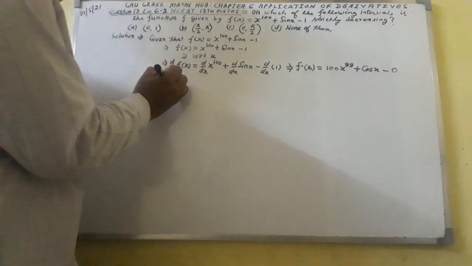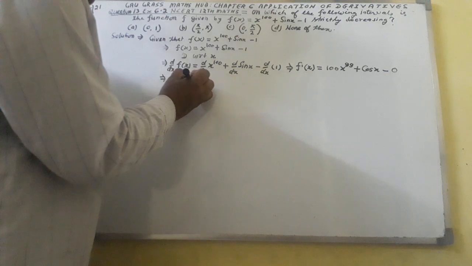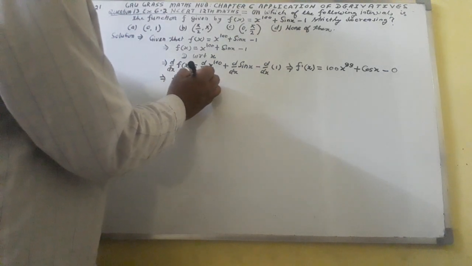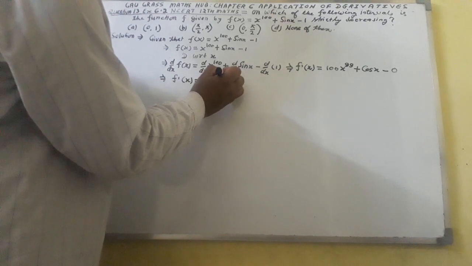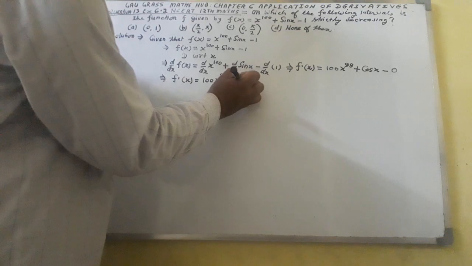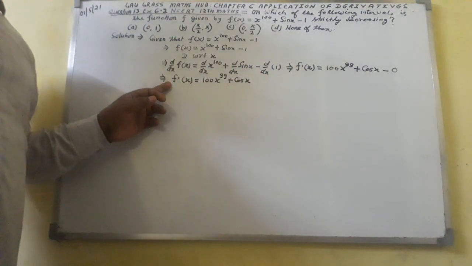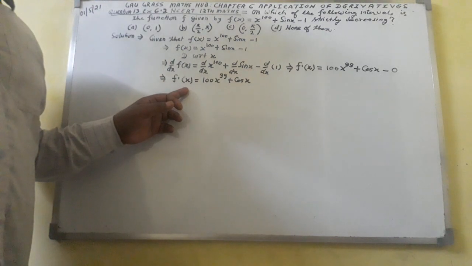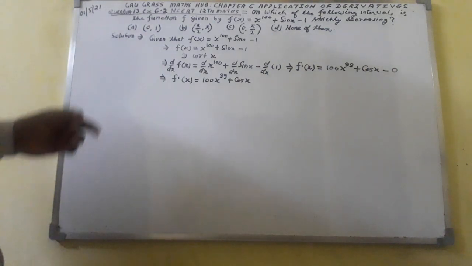So here we have got f dash of x equal to 100 x raised to the power 99 plus cos x. This f dash of x is the first order derivative of f of x.